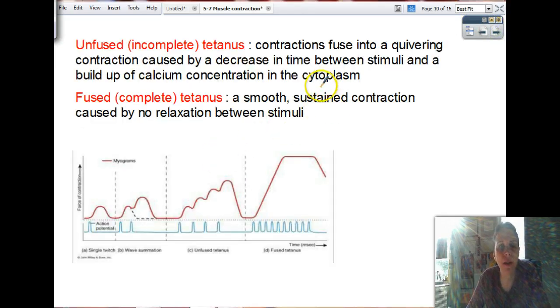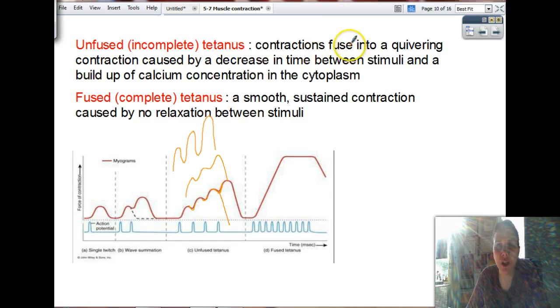Okay, then we have unfused or incomplete tetanus, and that's what happens when we start increasing the frequency so much that they almost fuse together. But it's called unfused because we do have little dips in there. So it looks like my muscle wants to go back down, but I grab it before, and so it goes up. In the previous one, there are bigger dips between them, whereas in this one, the dips are much, much smaller. So we call that unfused or incomplete tetanus.